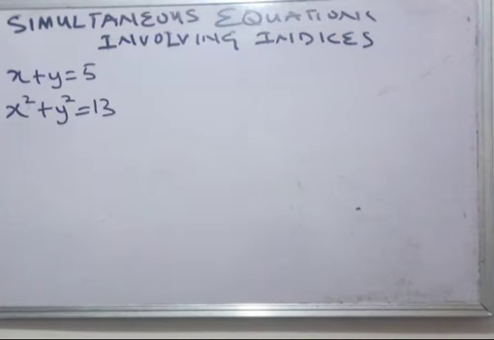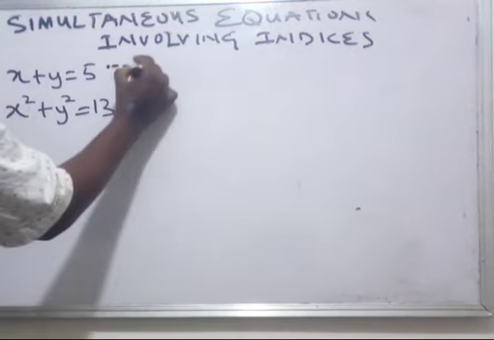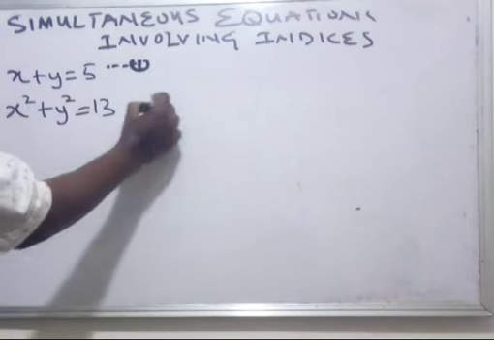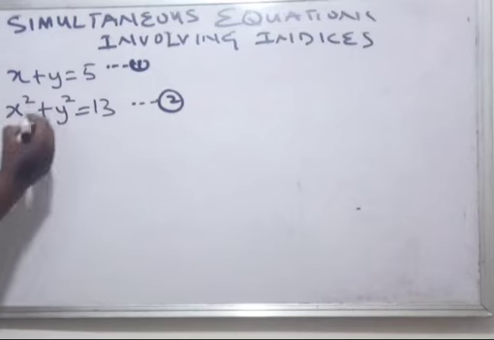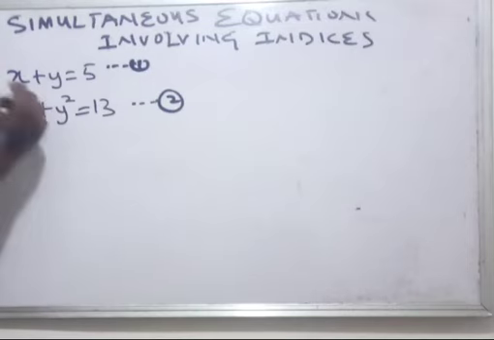The question on the board says solve for x and y. x plus y is equal to 5 and x squared plus y squared is equal to 13. The first thing I do is to name the equations. So I name this as equation 1 and I name this as equation 2. I always advise my students to start with that equation that has no powers. It is easier for you to substitute using that. So we have to substitute using equation 1. First of all, we make x subject of the formula.